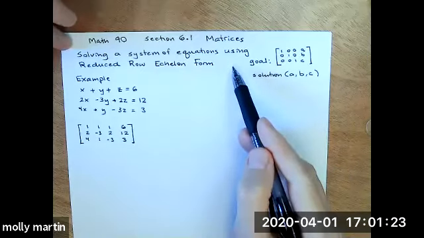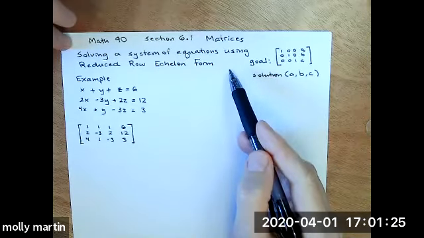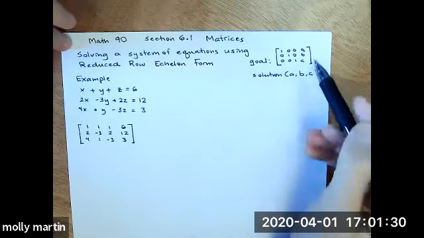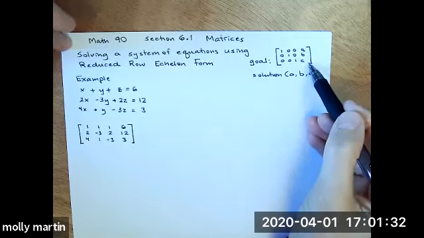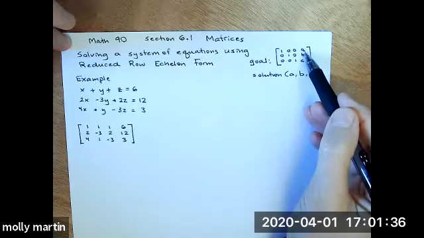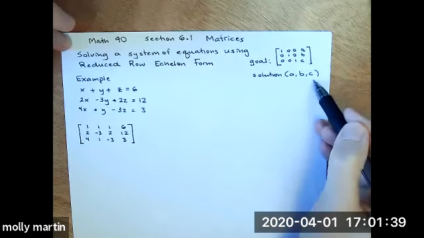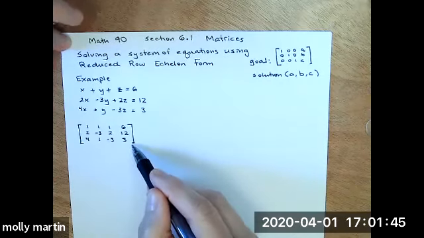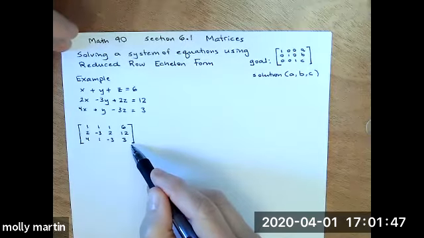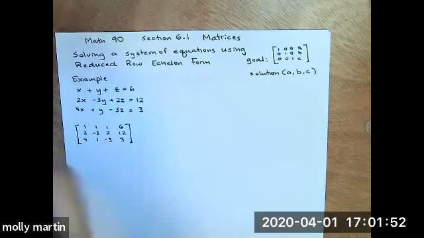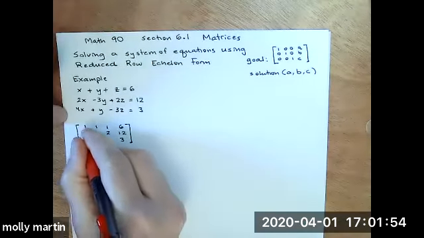Solving a system of equations using reduced row echelon form with matrices. So our goal is to have a matrix where we have ones on the diagonal. Your right-hand side will be the solution. So we take a system of equations and we write it into a matrix. And let's get started. So I want to get rid of the 2.